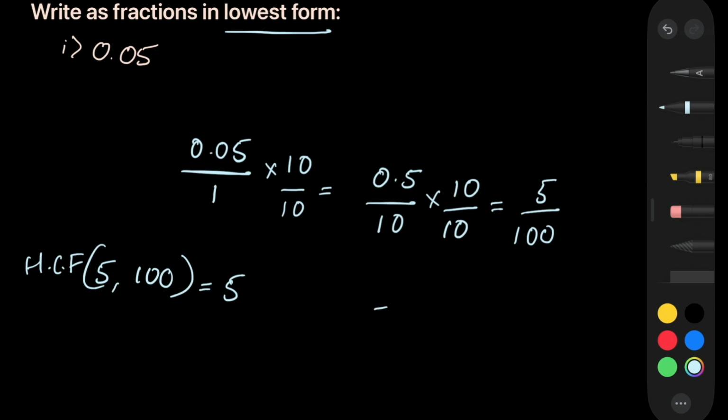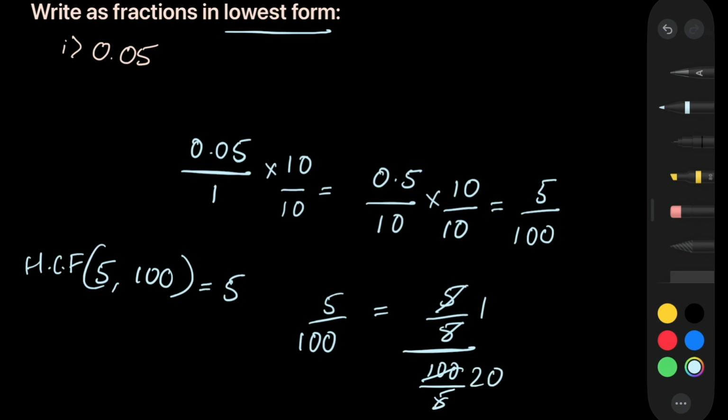So 5 by 100 can be rewritten as 5 divided by 5 over 100 divided by 5. So this is 1 and this is 20. So this fraction 5 by 100 in its lowest form is 1 by 20. So 0.05 as a fraction in its lowest form can be written as 1 by 20.